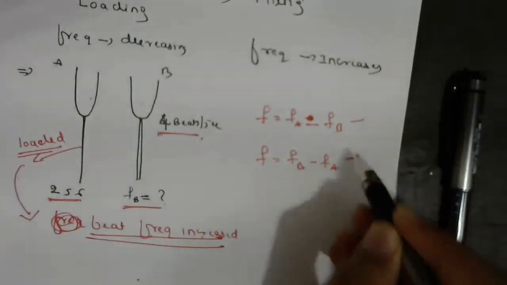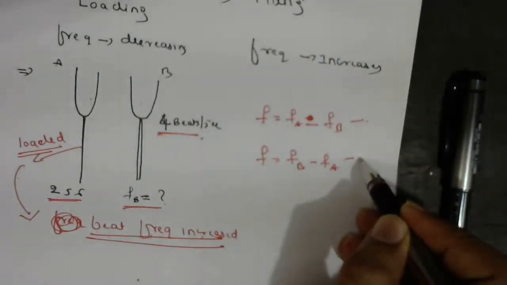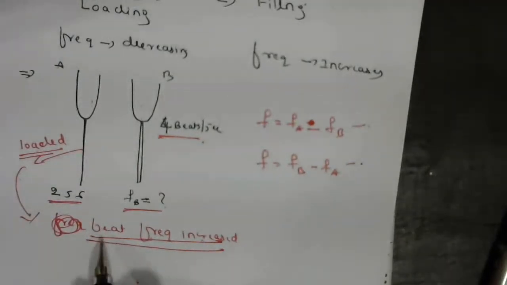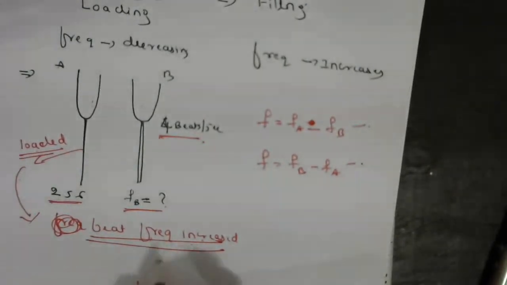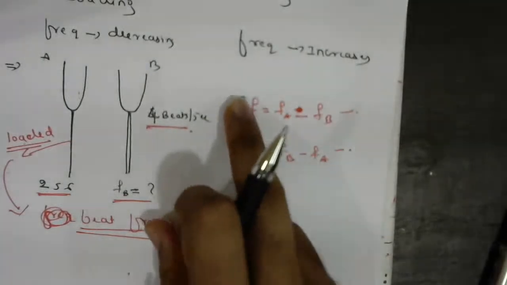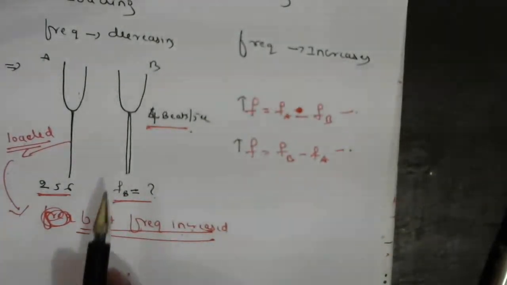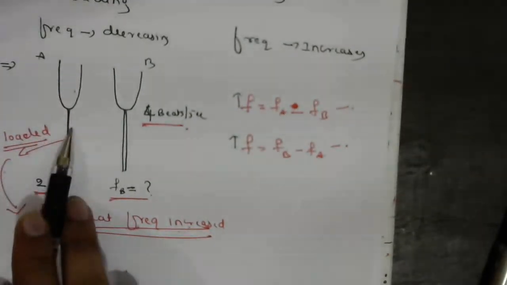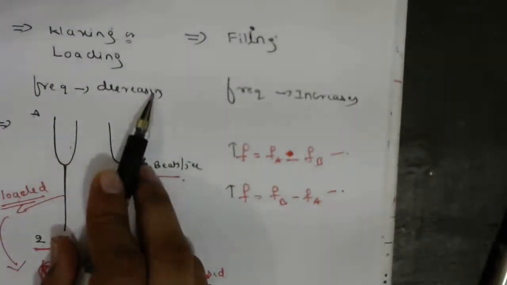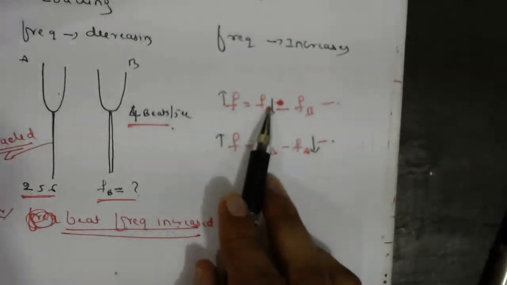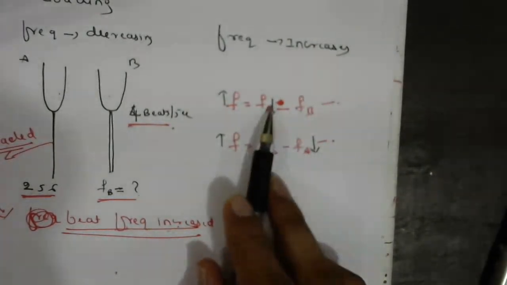So which equation do you have to use? The first equation or the second equation? This question will be there. According to the loading, the beat frequency should increase. Correct? See, the arrow mark, increase, is marked over here. Now after loading of tuning fork A, what happens to the frequency of A? It decreases. It goes on decreasing, decreasing, decreasing.